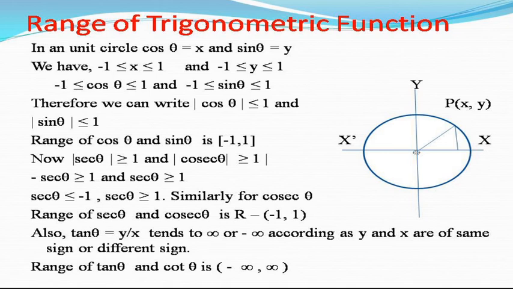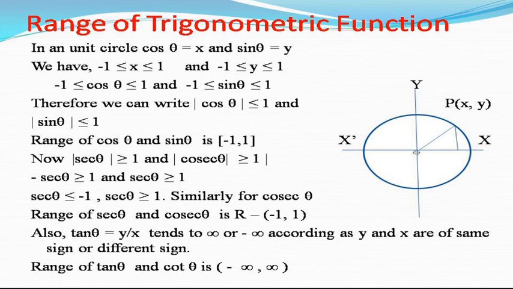If we write here minus sec theta, then we will get minus sec theta is greater than or equal to 1 and plus sec theta is greater than or equal to 1. Now from this line we can say that sec theta is less than or equal to -1 and sec theta is greater than or equal to 1. Similarly, we can find the range of cosec theta also. Therefore, the same range of sec theta and cosec theta is R minus the open interval -1 to +1. That is, the value of sec theta and cosec theta cannot lie in between -1 and +1.